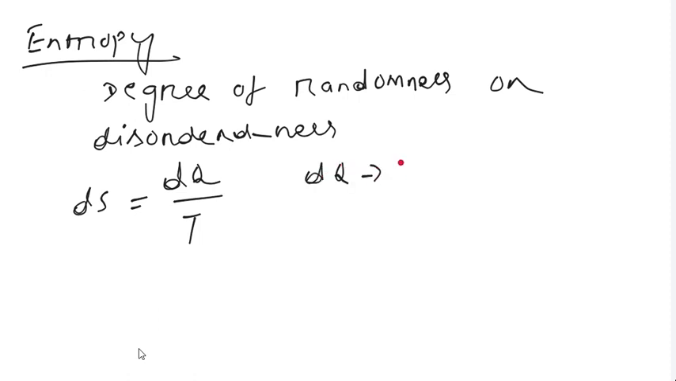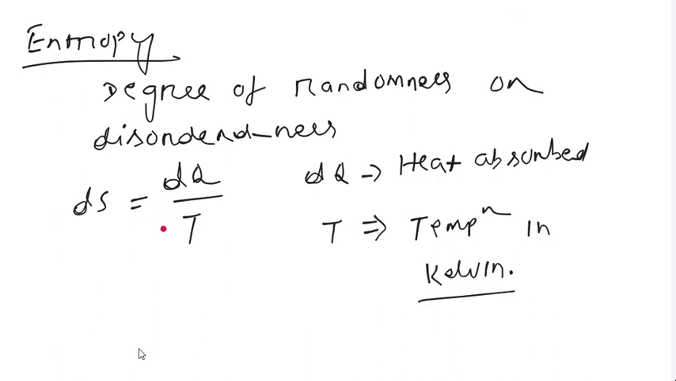Here dq is a small amount of heat absorbed, and T is the temperature in Kelvin. When dS is equal to dq by T, in that case it is a reversible process.